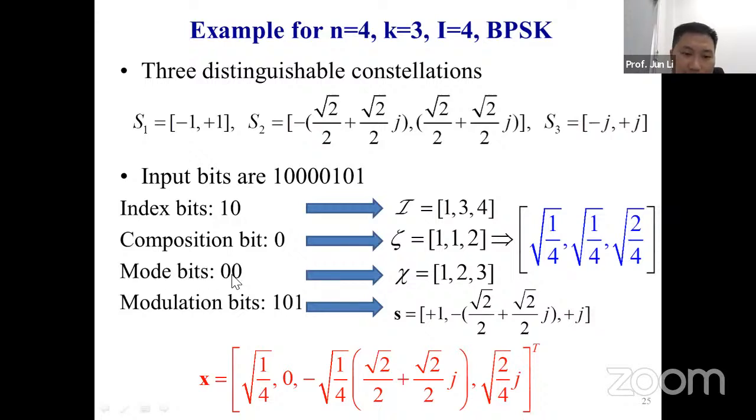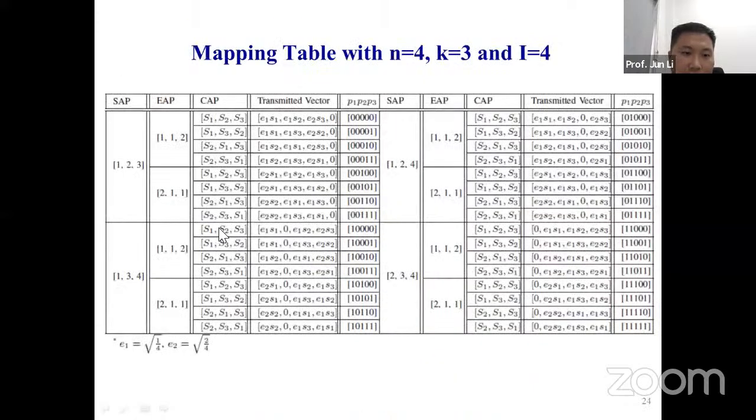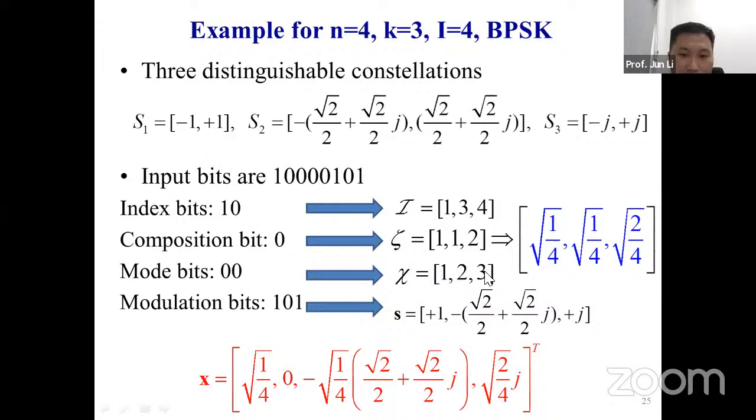And these 2 bits 0, 0 mean the mode bits, right? The constellation permutation pattern is here, right? The 0, 0, 0 means the first one. The S1, S2, and S3 mean 1, 2, 3, right? S1 is here, S2 is here, S3 is here, right?